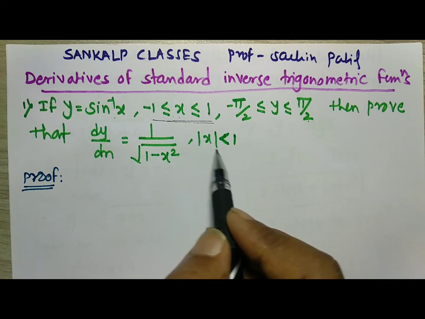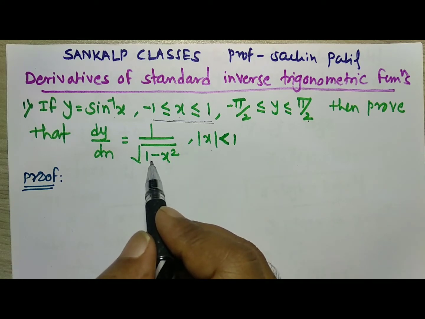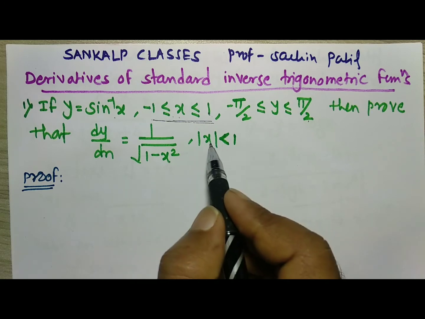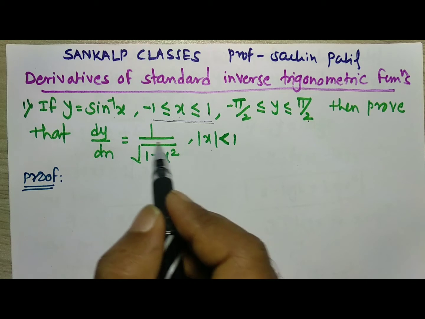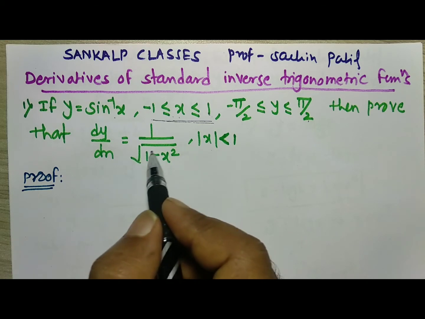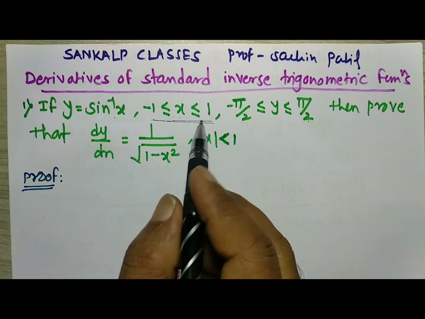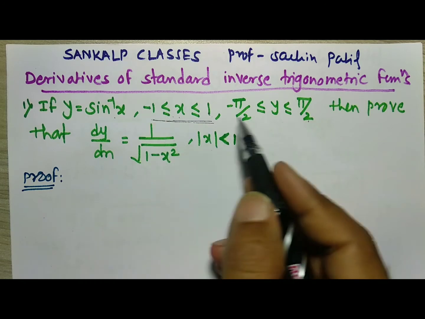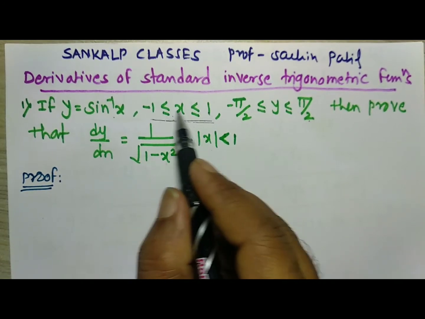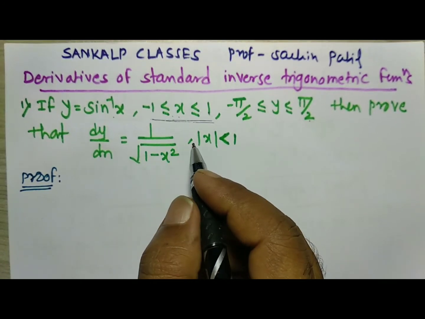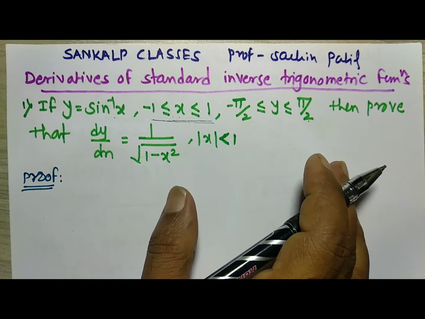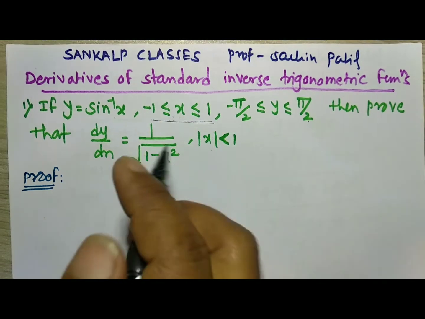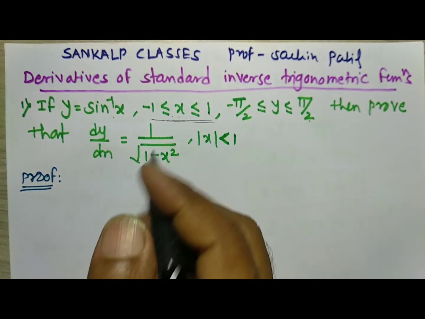Why is it considered here? Because if mod of x is less than 1, then 1 divided by something gives a value less than 1 and greater than minus 1. And therefore first of all we have to consider the proof of that function.